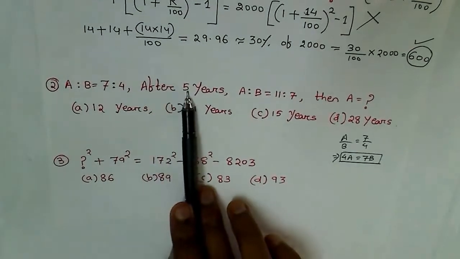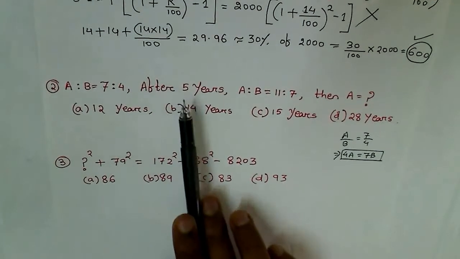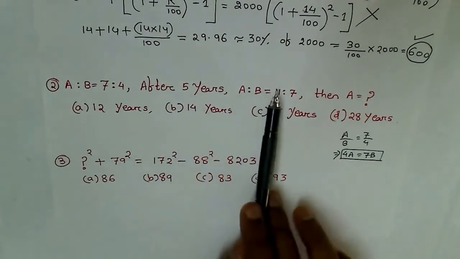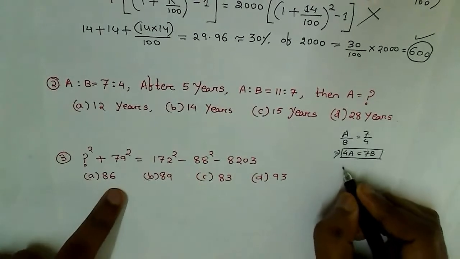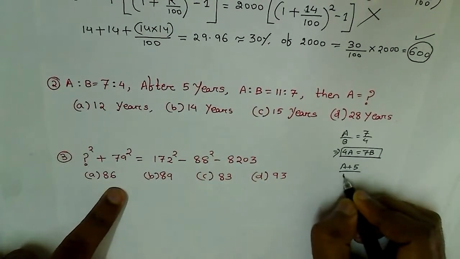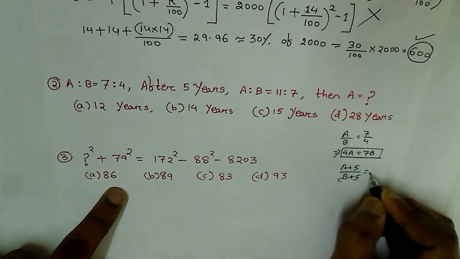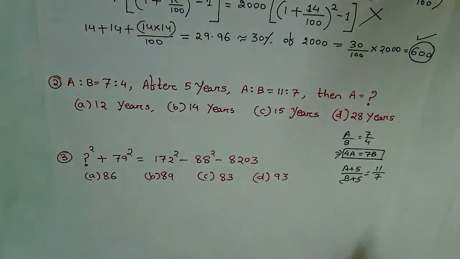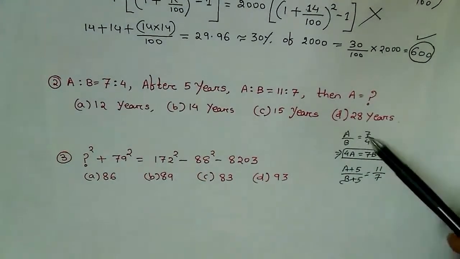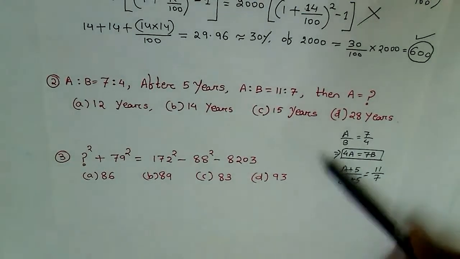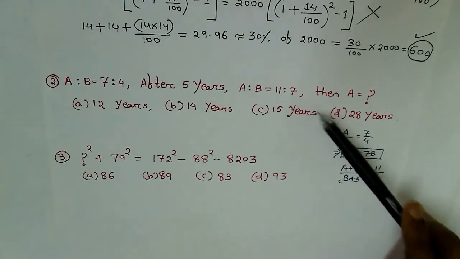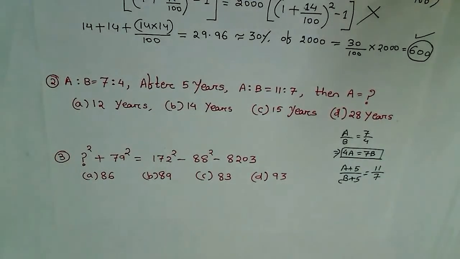Second, after 5 years, the ratio between A and B is 11/7. After 5 years, I can write (A plus 5) divided by (B plus 5), and this ratio is 11:7. This is our second equation. So we get two equations, and we have to solve them, and after that we will get the answer. But here again, if you solve this problem by the conventional method, it will take 2 to 3 minutes.